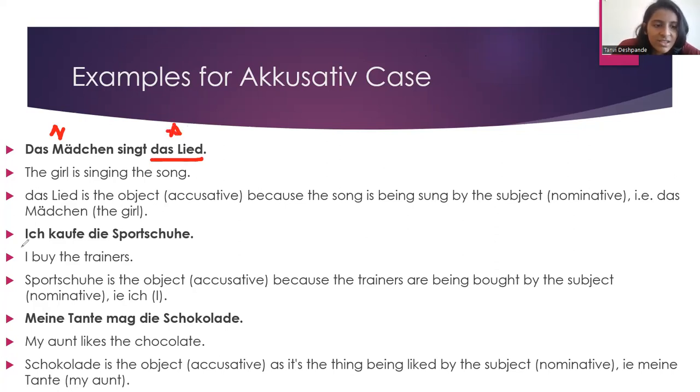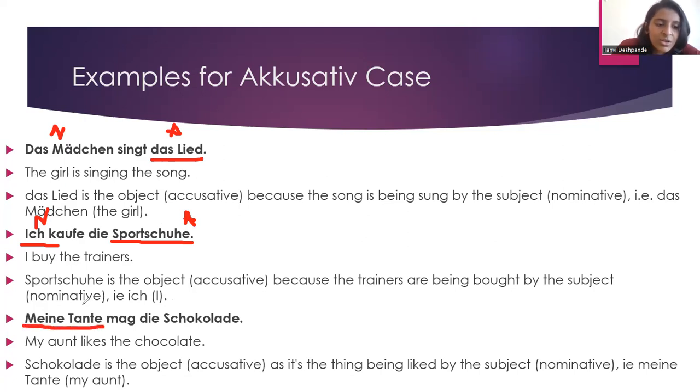Okay, we'll see the next. Ich kaufe die Sportschuhe. Ich will be in the nominative case only. I am doing the action, but on what, on whom am I doing the action? I'm doing the action of buying the sports shoes. So the sports shoes are in the accusative case. I am doing the action of buying on them. We'll see the third one. Meine Tante mag Schokolade.